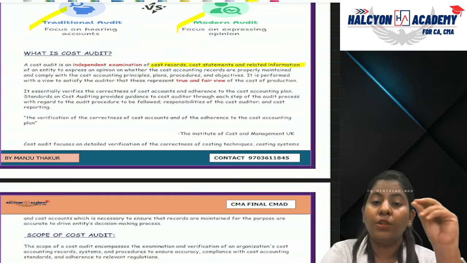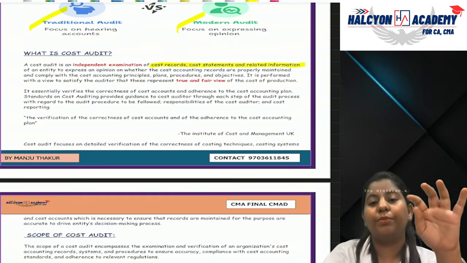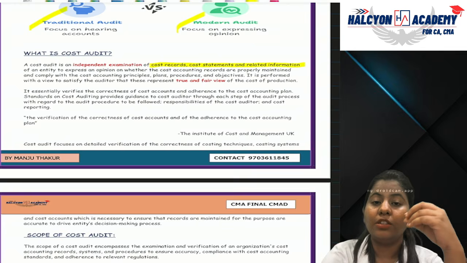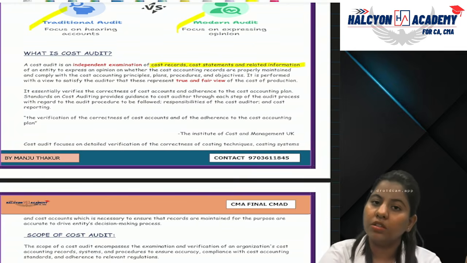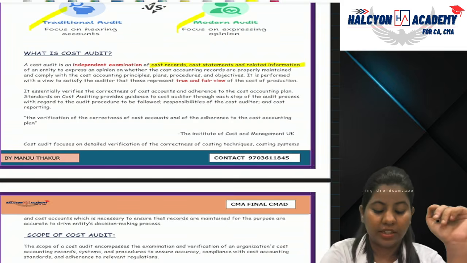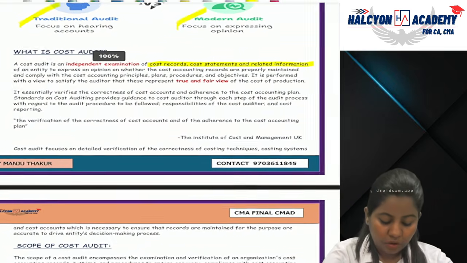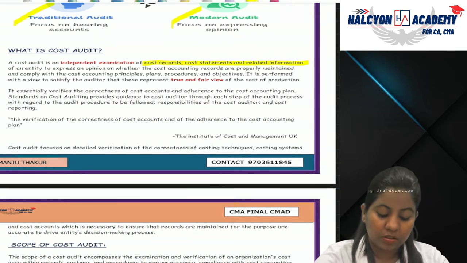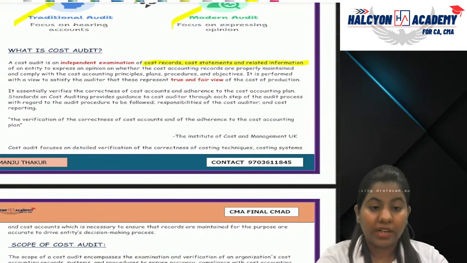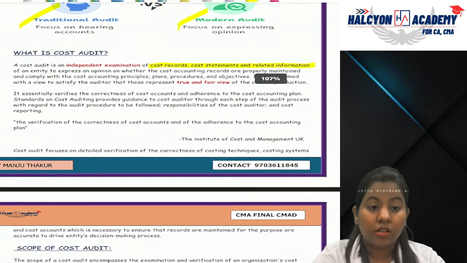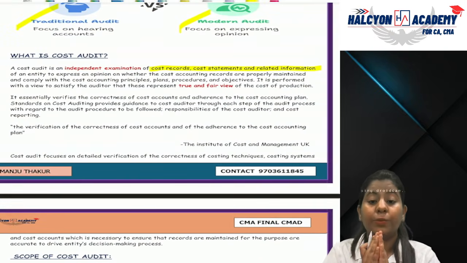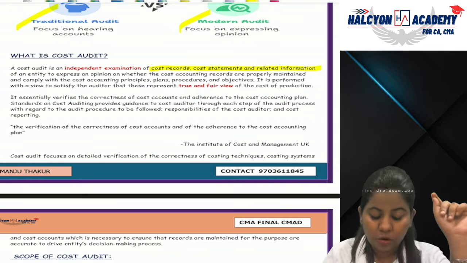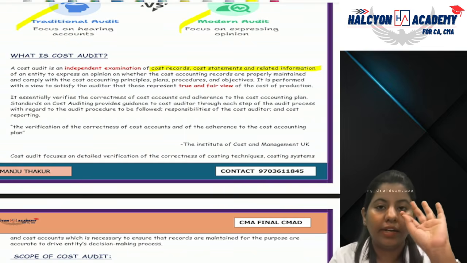Basically, everything is included in cost accounts: cost records, cost statements, related information. So the cost audit is an independent examination of the cost accounts of an entity to express an opinion whether the cost accounting records are properly maintained or not. The cost auditor expresses his opinion on that.